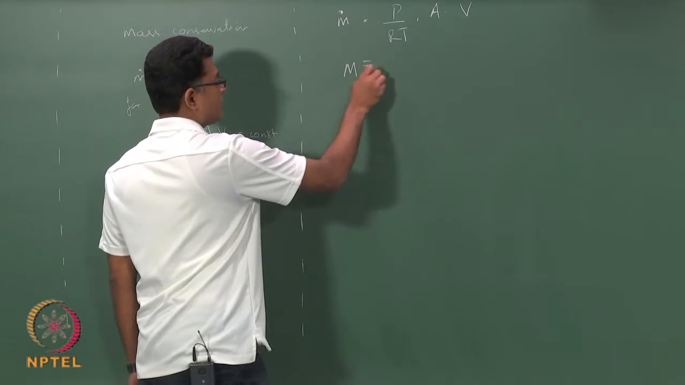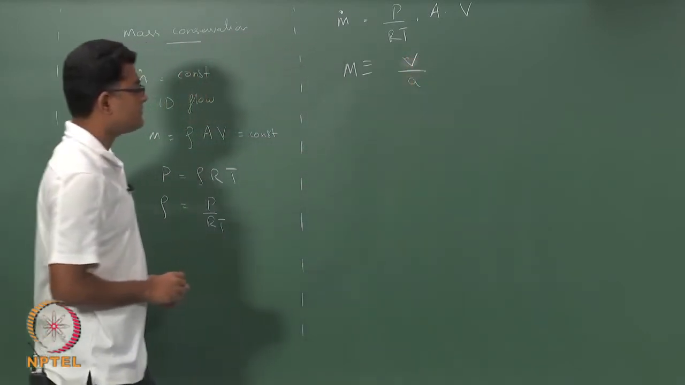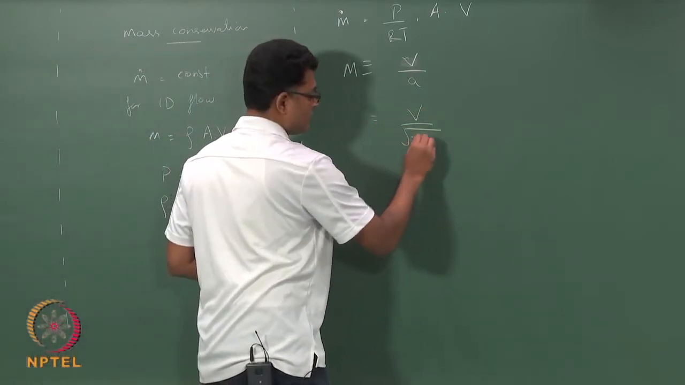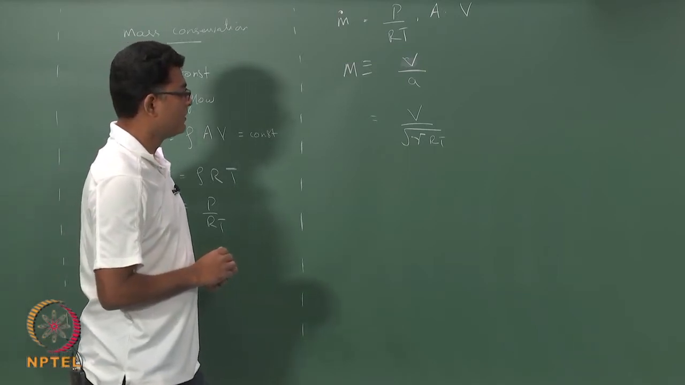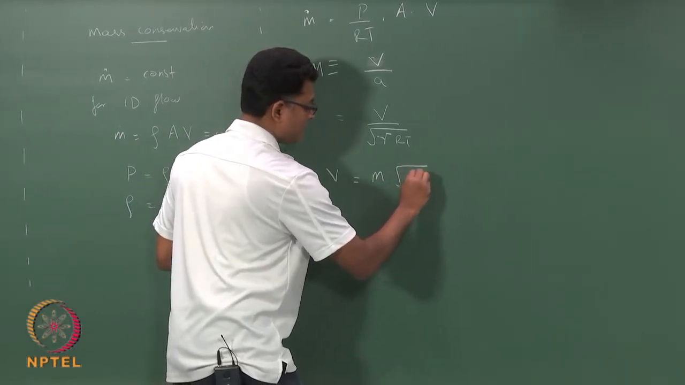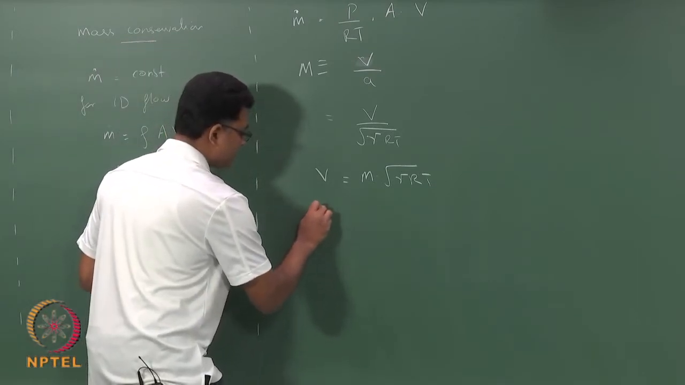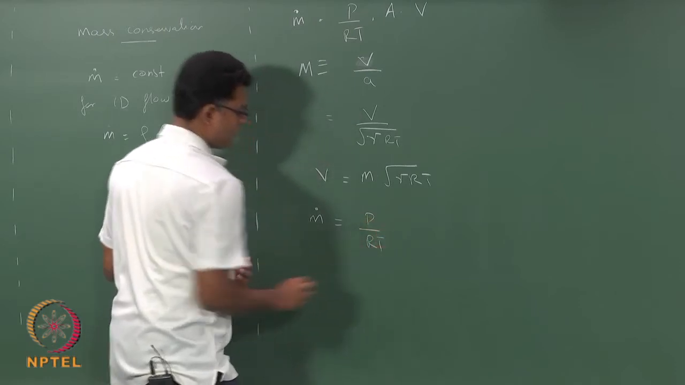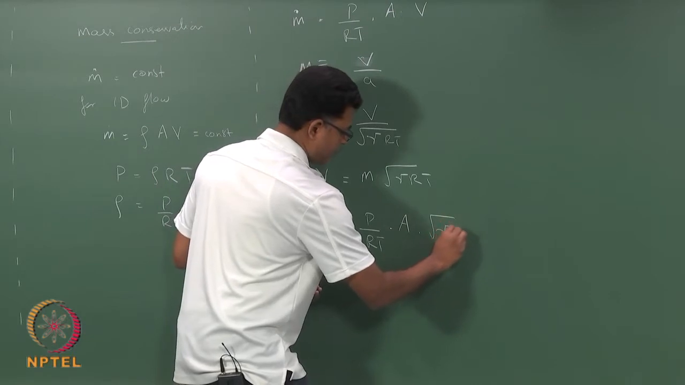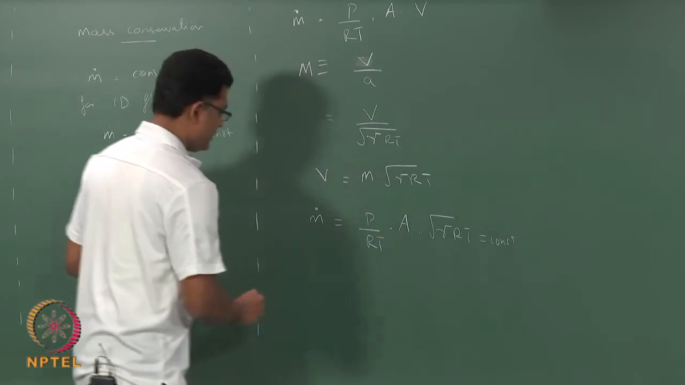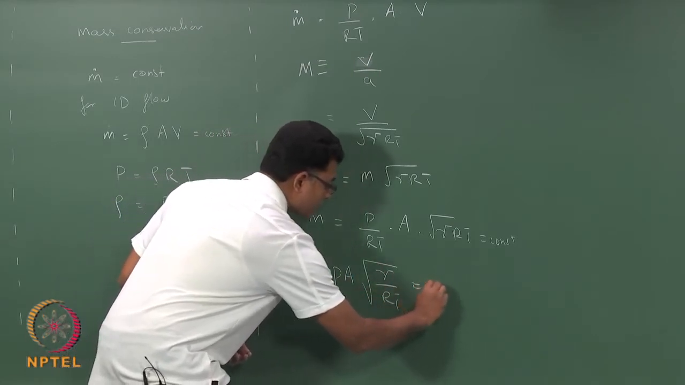I have defined my Mach number as velocity of the fluid by velocity of sound, which we now know as root of gamma R T, which is our A, as we have seen in our previous lectures. So, I substitute V as M into root of gamma R T. So, if I use this relation, my m dot is now P by R T into A into M root of gamma R T, which is a constant, or my P A M root of gamma by R T is constant.